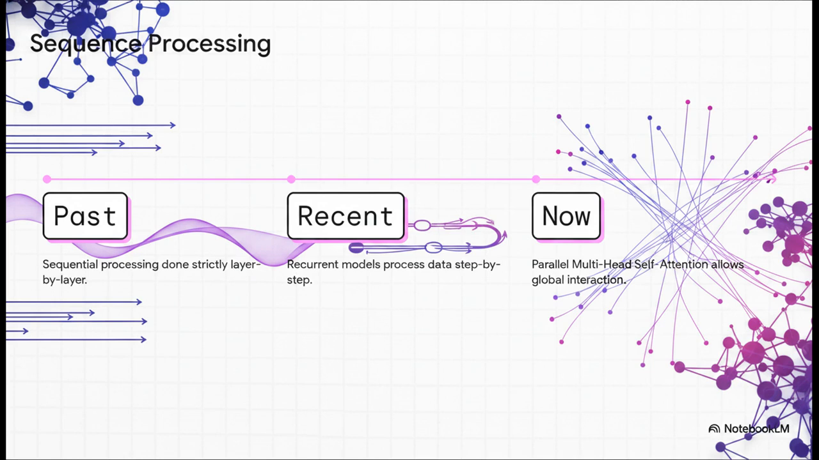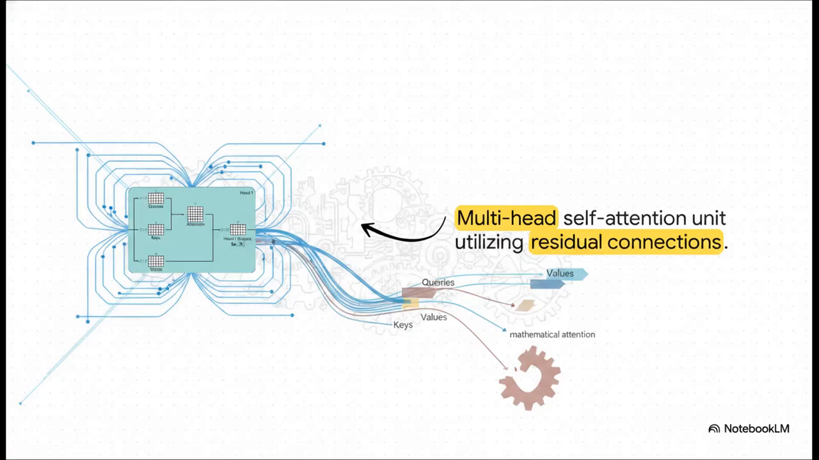Suddenly, instead of reading sequentially or sliding a localized kernel window around, this new architecture allowed every single part of the data to interact with every other part simultaneously and completely in parallel. When you look inside a multi-head self-attention unit, what's really fascinating is what it borrows and what it completely throws away. It actually borrows the exact residual connections and normalization concepts we just talked about from vision networks. They are absolutely fundamental to making this block stable.